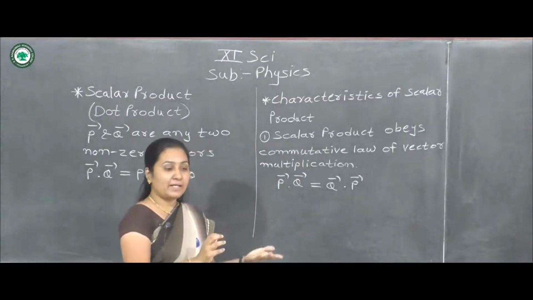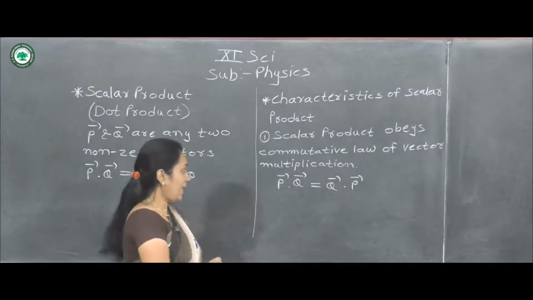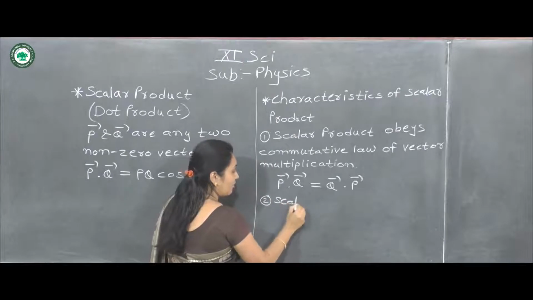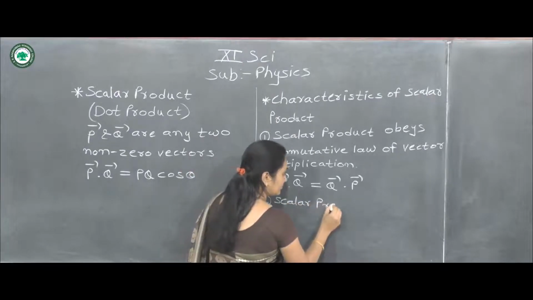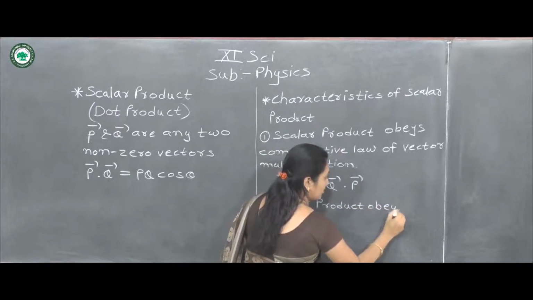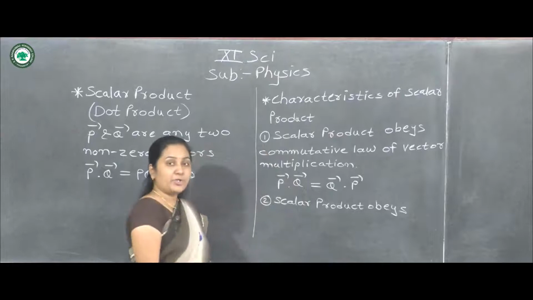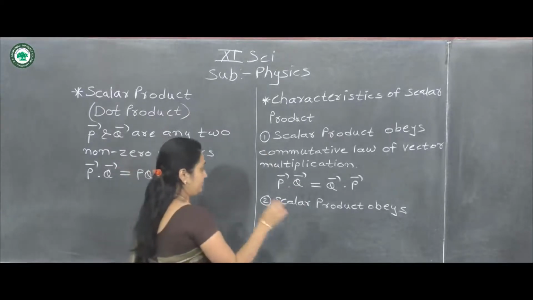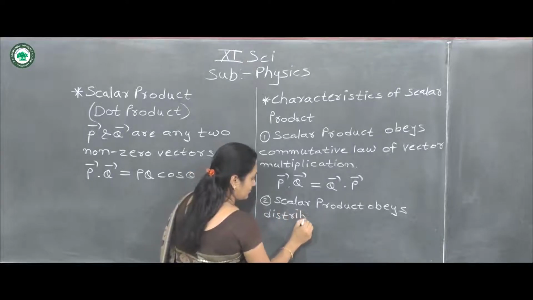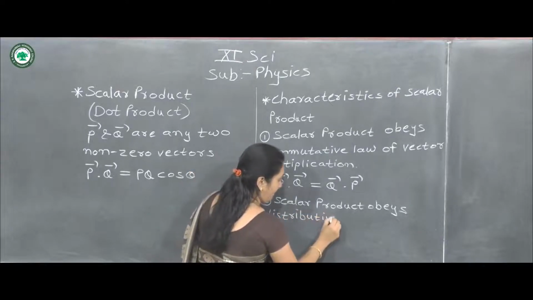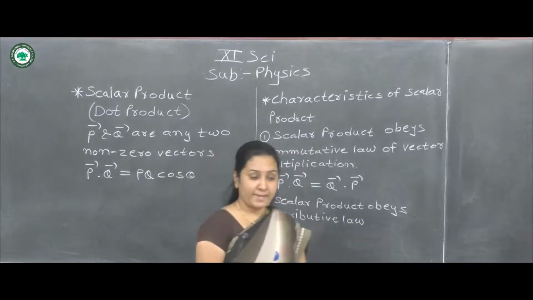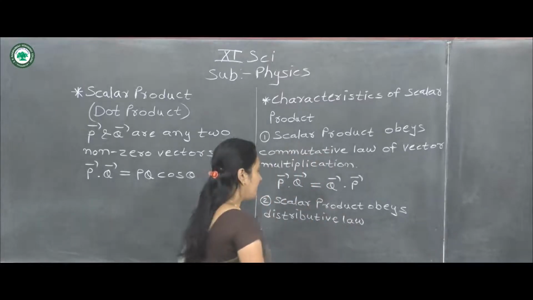Similarly, the second characteristic of scalar product can be written as: scalar product obeys the distributive law of multiplication. So, the scalar product obeys the distributive law of multiplication.